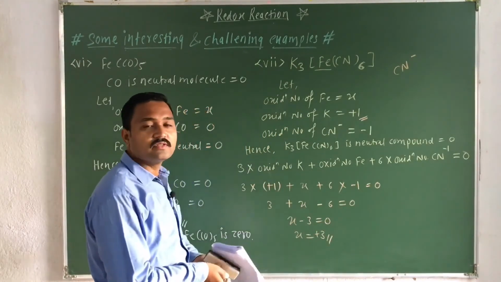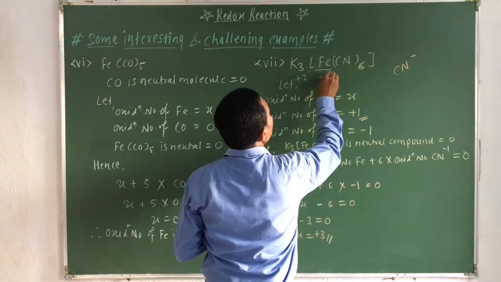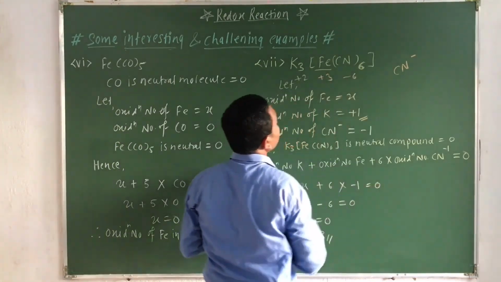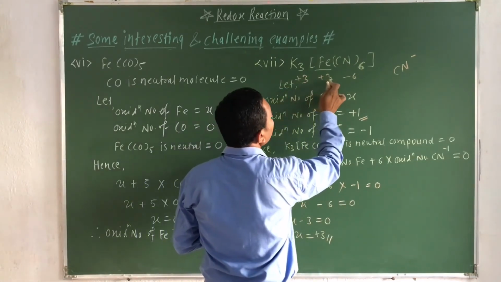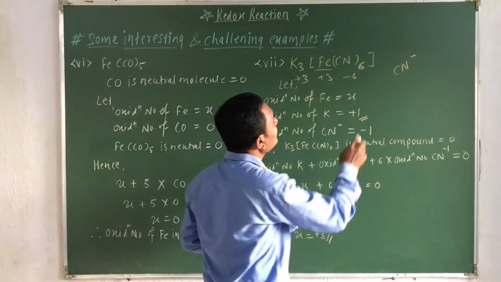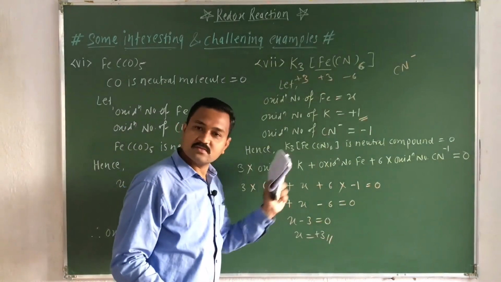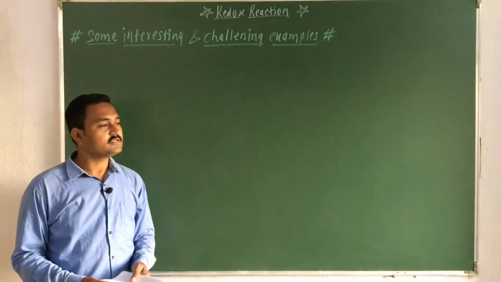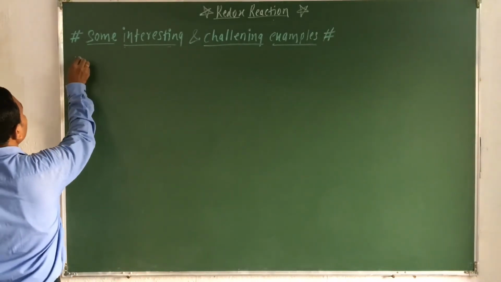Now let us find out whether this molecule is neutral or not. 1 plus 3 minus 6: plus 3 plus 3 plus 3 is plus 9, minus 6... that is, plus 3 plus 3 is plus 6, and this is minus 6, which cancels out. So this molecule is a neutral molecule. Now let us consider the next example, example number 7.